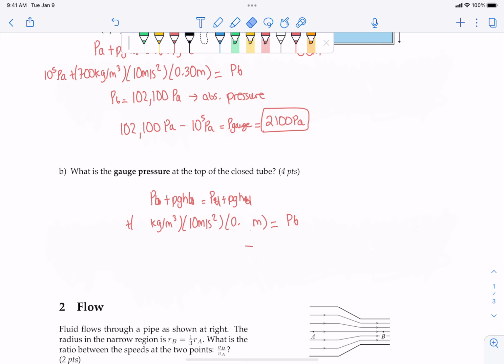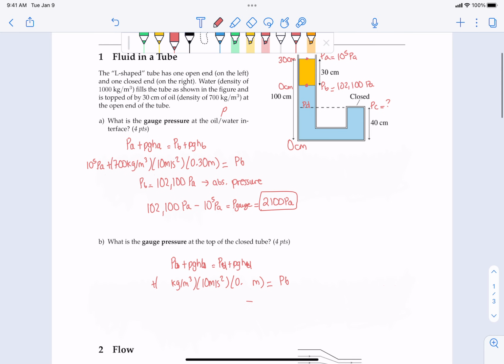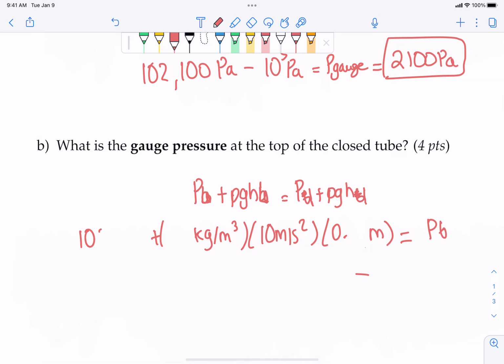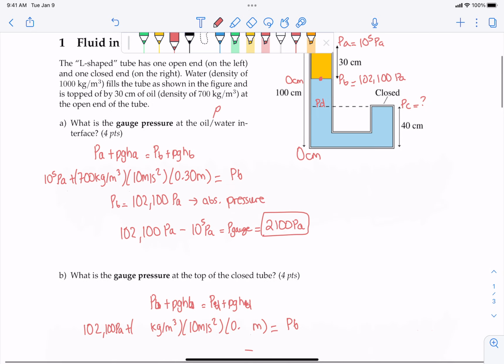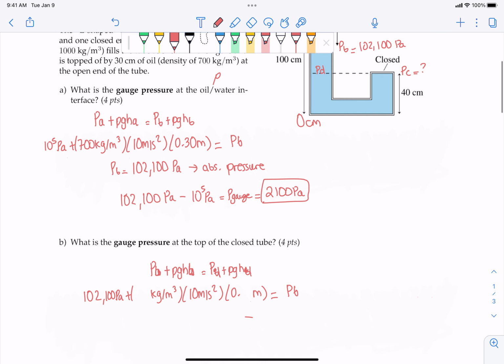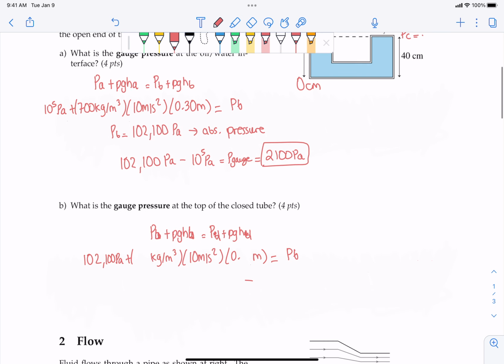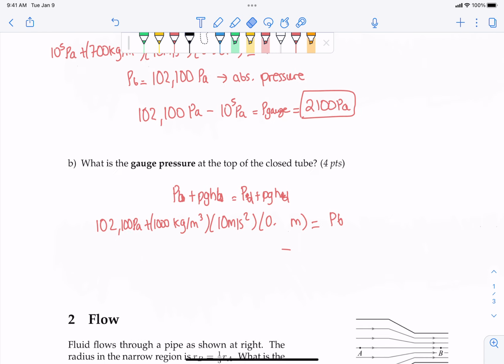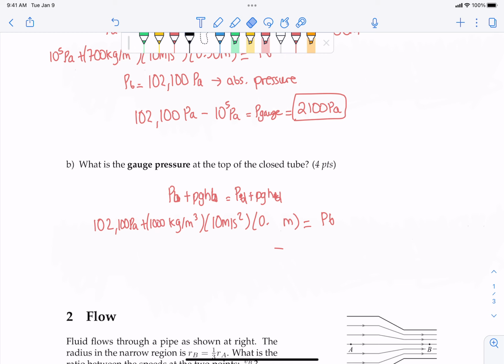Alrighty. So PB we know is 2,100 pascals, right? And then the density that we're going to be looking at here is just going to be the density of water, right? So this should be 1,000 kilograms per meter cubed, right?